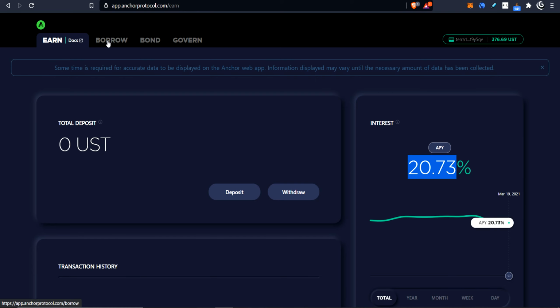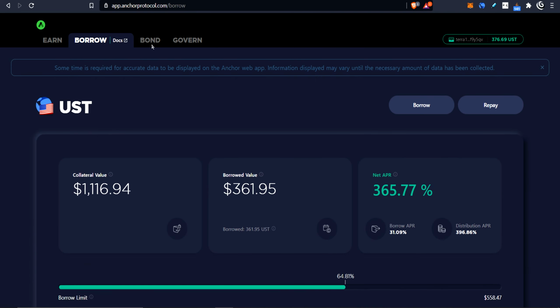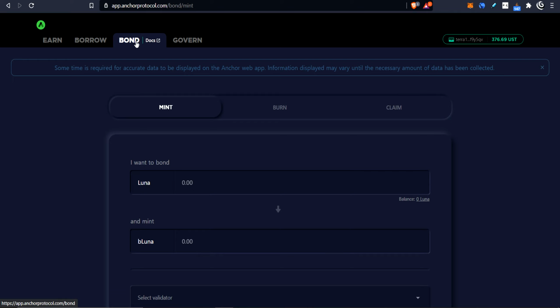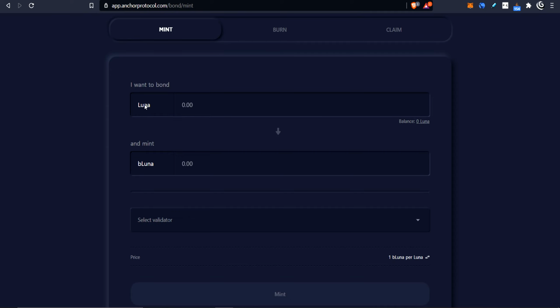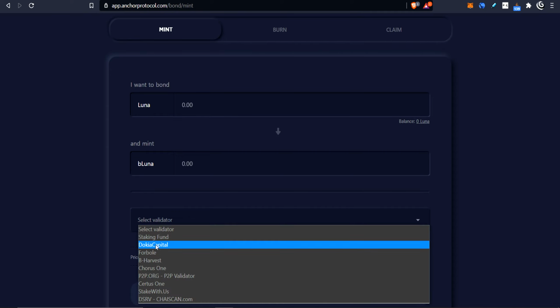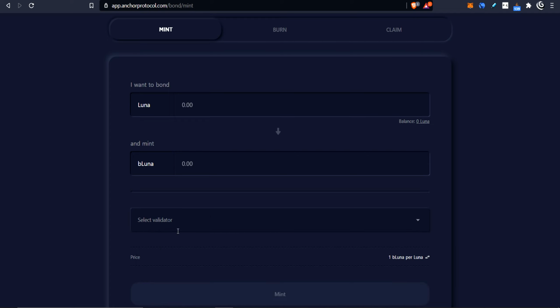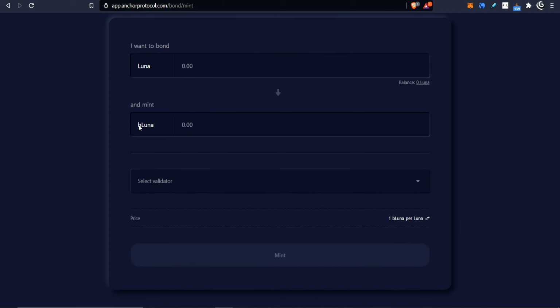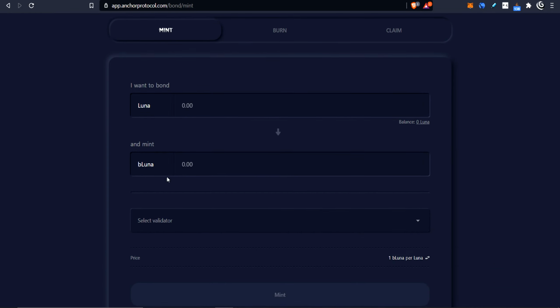We have borrow. Before I talk about borrow, I'm gonna talk about bond, because you need to bond tokens before you can borrow. So what is bonding? Bonding is when you have some Luna tokens and you bond them with a validator. So you stake them into a validator, and then you get some B Luna tokens. Anytime you have B tokens or B Luna tokens, they are yield bearing, so they gain rewards from a bunch of other protocols on Terra.